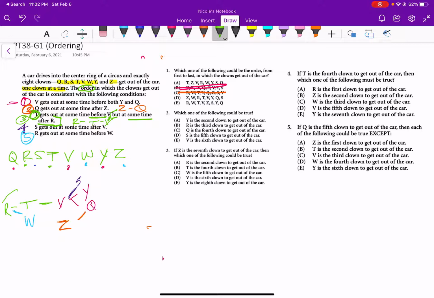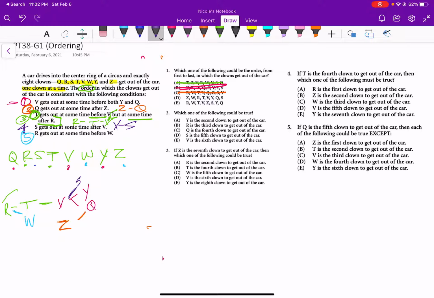A does not work, so I'm going to cross that one off. D is good. E is good. Rule number 4 is S gets out sometime after V. So we're looking for this rule. If we struggle to draw our rules, this is just meaning V then S. And D is good and E is good.